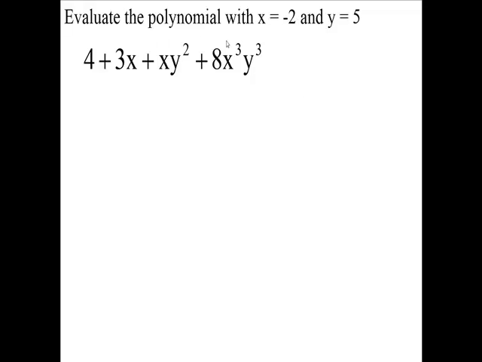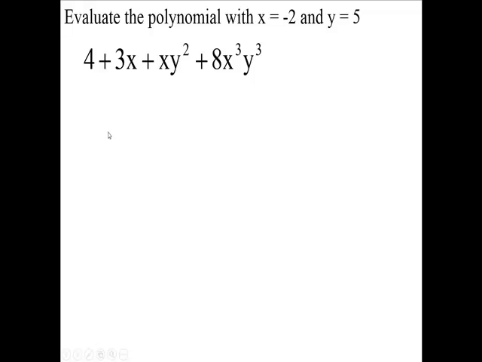Evaluate the polynomial with x equals -2 and y equals 5. And this is the polynomial right here. We have 4 plus 3x plus xy squared plus 8x cubed y cubed. Okay? So when you say 3x, what do I mean by that? We mean 3 times x.